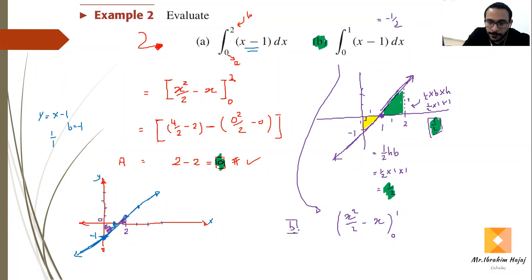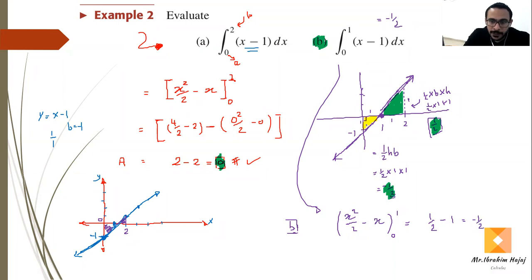This is letter B. It becomes half squared, Mr. Half minus 1. Half, because 1 squared is 1. Yeah, so half minus 1, which is negative half. Why in geometry here is it a half?